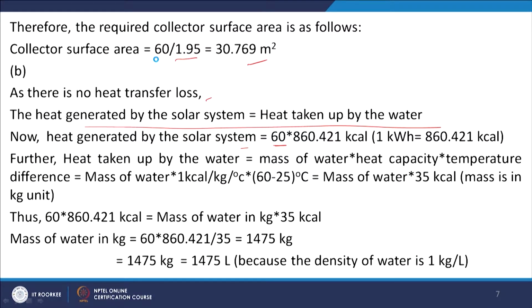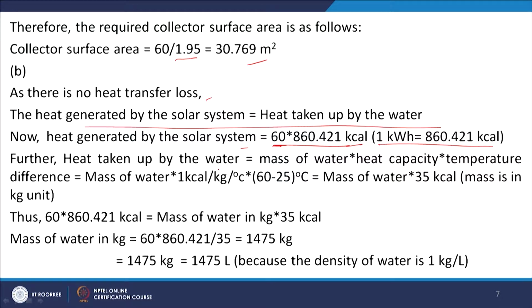So, that heat is required. So, 60 into, so it was in kilowatt hour, we have to convert it into kilocalorie. This is the relationship: 1 kilowatt hour is equal to 860.421 kilocalorie. So, if we multiply 16 to 860.421, that will be in kilocalorie unit. So, this amount of energy is coming from the solar system.